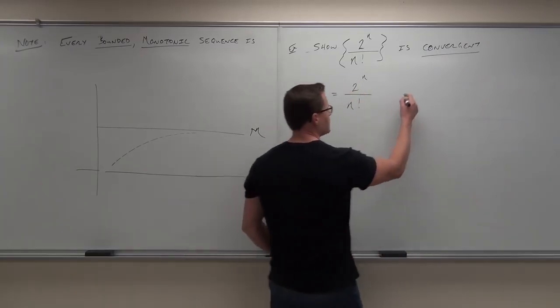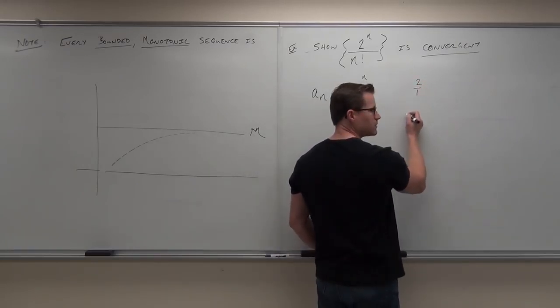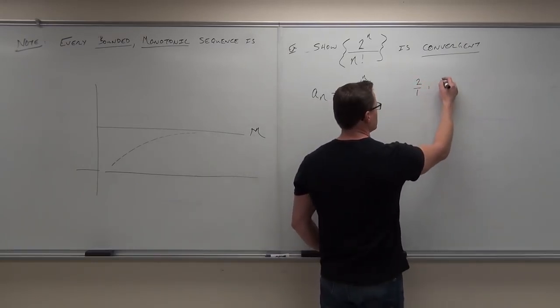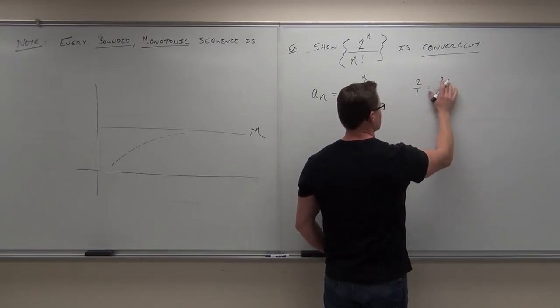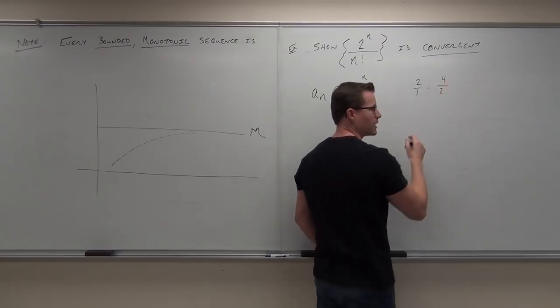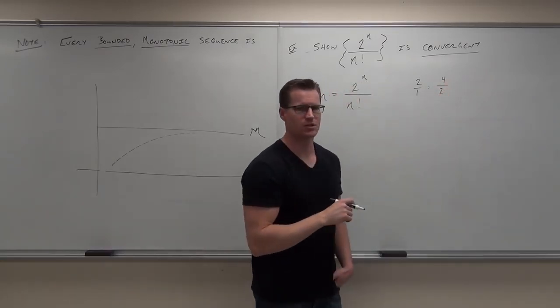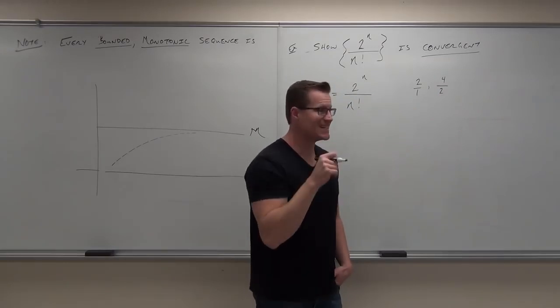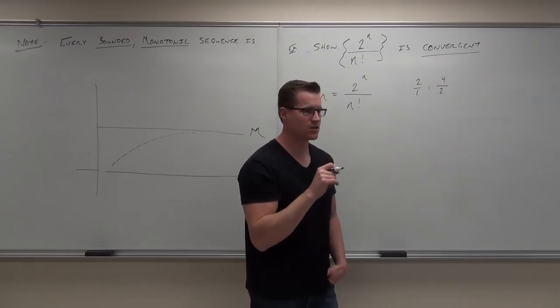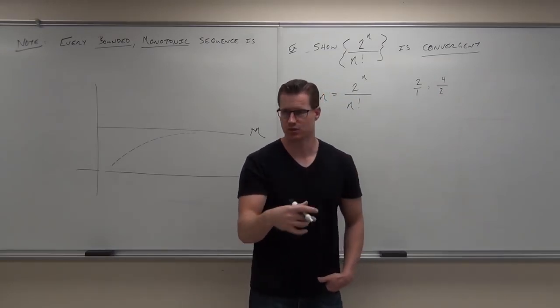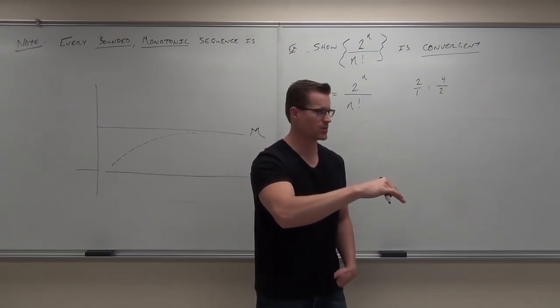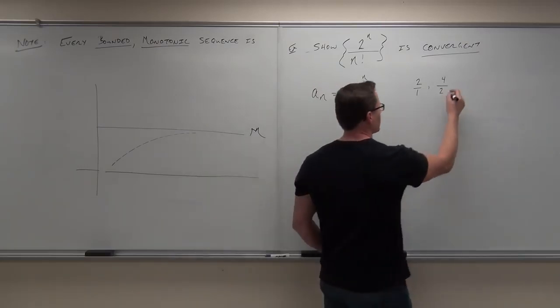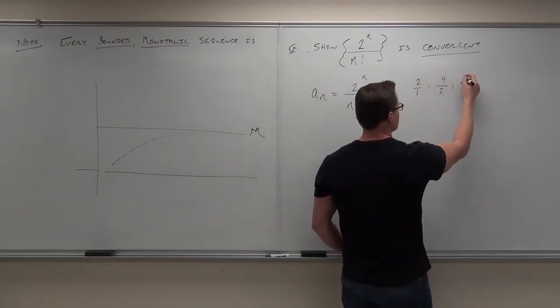So first term would be 2 over 1. Next term would be 2 to the second, 4, over 2. Well, look at that. Is that increasing or decreasing? Neither. That's why for monotonically decreasing, we had the idea of less than or equal to. So it can be equal to it for a while, but then it's got to start going down eventually. Does that make sense? Okay, this is 1, this is 2, this was 3, what is it?